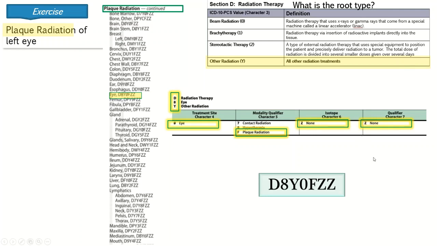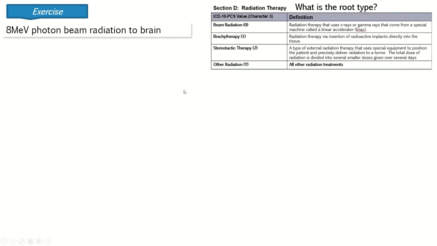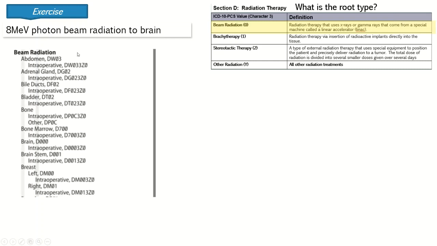All right, are you ready for another exercise, coders? Let's go. All right, so 8 MeV photon beam radiation to the brain, coders. What is the root type of the 4? What's your selection? If you say beam radiation, outstanding. So we're going to look up our modality in the index under beam radiation, our body part, brain, and it gives us the default code D000.